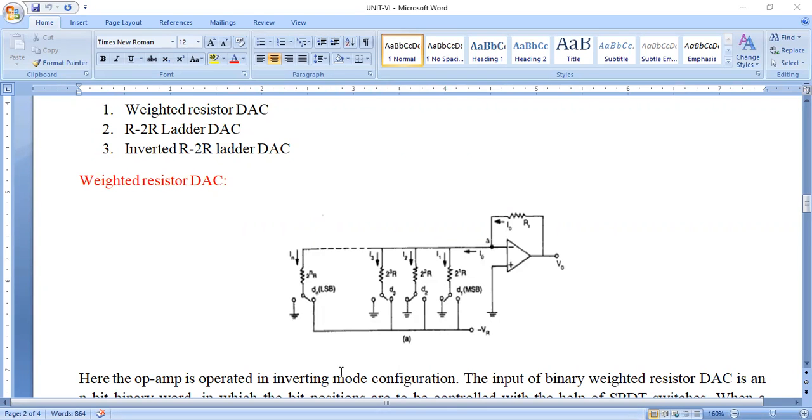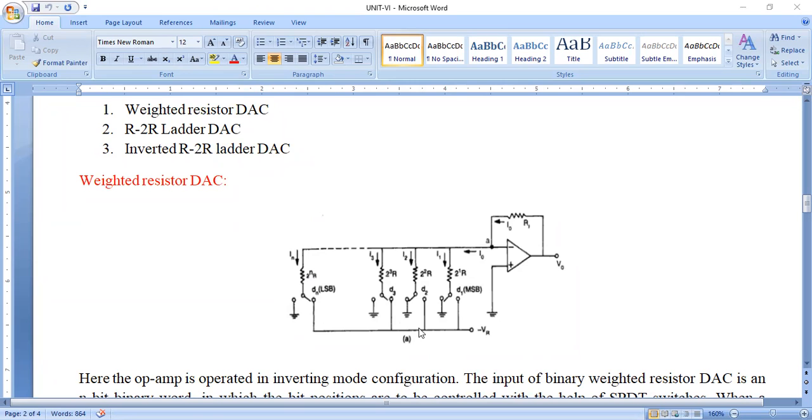That means here the electronic switches D1, D2, D3 and Dn are controlled with respect to the binary input word. These switches are nothing but SPDT type, single pole double throw, which most of you have seen in our laboratory. If the binary input of a particular switch is 1, it will connect the resistance to the reference voltage. And if the input bit is 0, the switch will connect the resistance to the ground.